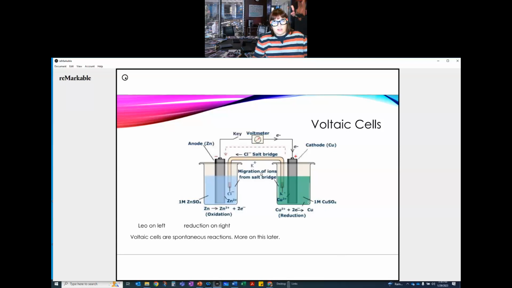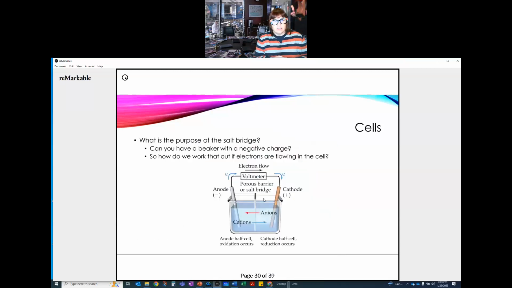Okay. And so those ions will move as this becomes positive over here. Then we get Cl minus coming in here. As this becomes negative over here, we get the K plus coming to keep the electrical neutrality. So that's the key. Our salt bridge is to maintain electrical neutrality.